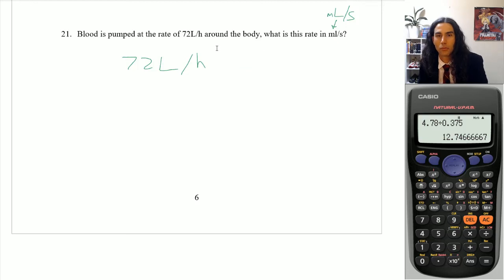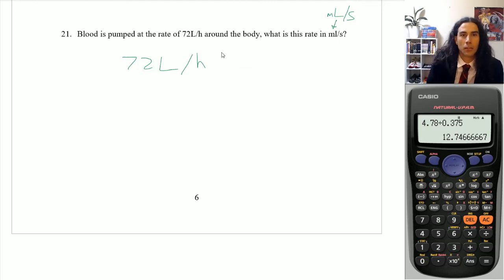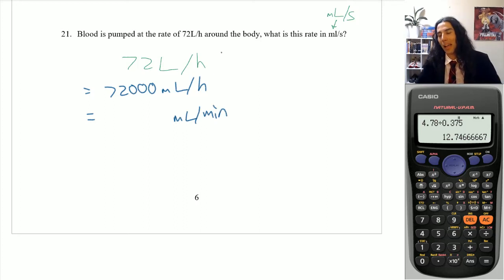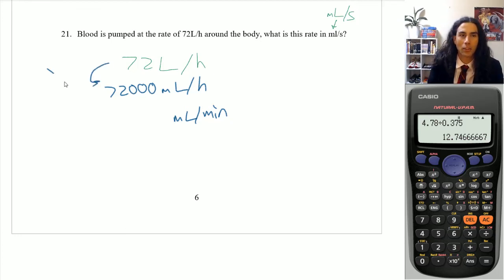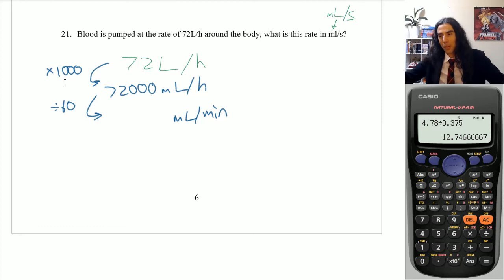That's easy. Milliliters. So this is 72,000 milliliters per hour. How do we want to get milliliters per minute? So hour, we're shortening it down. So I'm going to have to divide by 60 here. So we did there, we times by 1,000. Here, if it goes this much in an hour, it's going to do a little bit in a minute.